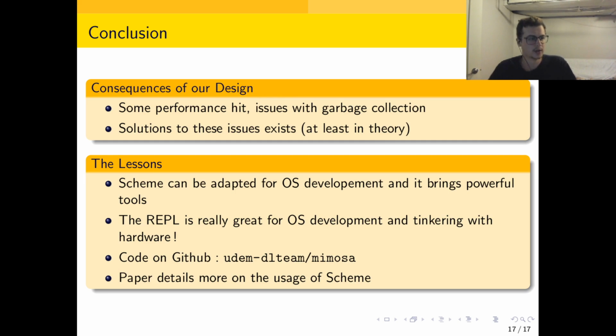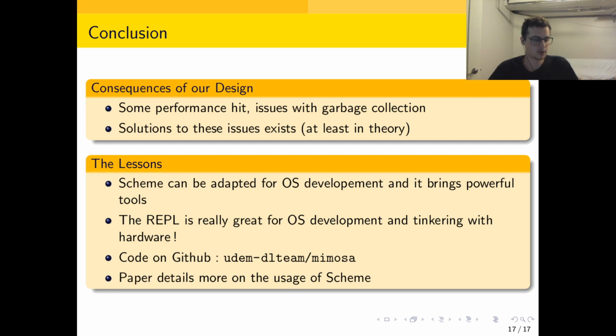And I'd like to conclude now with maybe the bad parts of our design and the lessons we learned. Of course, garbage collection comes at a price. It gives you a performance hit in the sense that when the garbage collection pass occurs, your whole system is frozen, and this is not great. So we have solutions to these issues, and in theory, they work. But we were still in the process of testing everything.